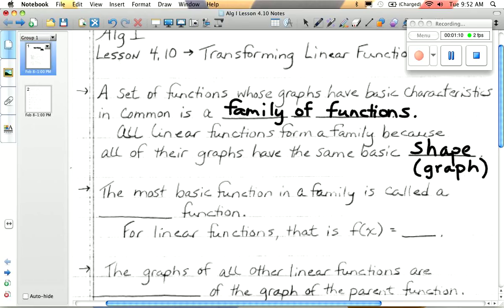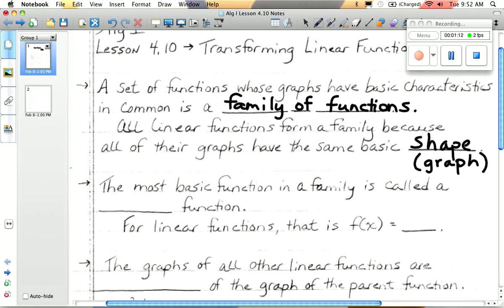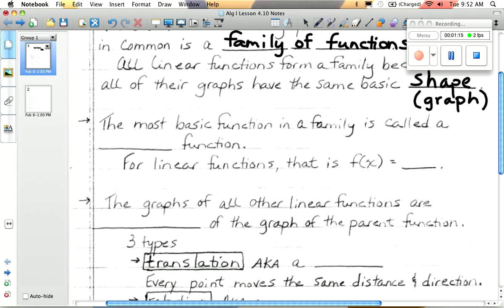Okay. So if we have a family of functions, there's always what we call the most basic function in that family. It's kind of like the one all the others operate around. Does anybody know what kind of a function we call that? Abby? That's the parent function. And that gets referred to a lot. The parent function, the most basic one.